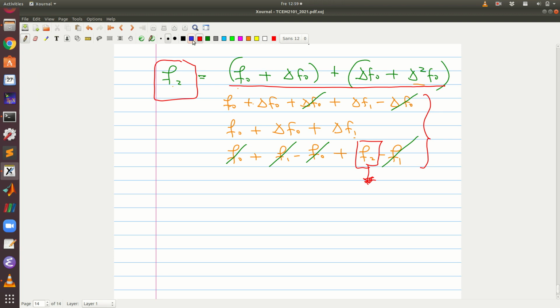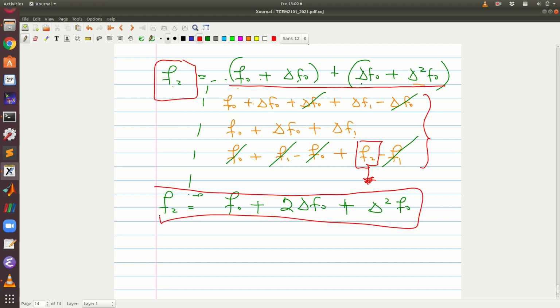Now that we have seen that this statement is okay, we go ahead and write it as f0 plus twice the forward difference at f0, and then plus the second forward difference at f0. And what do we have here? This is f2. So we shall make some conclusion later on.